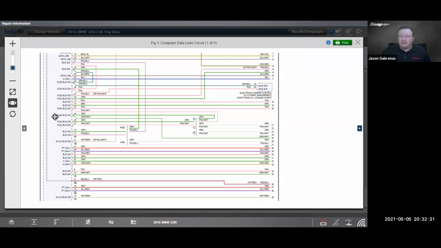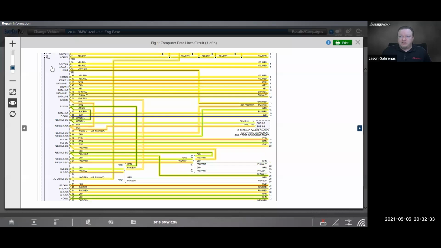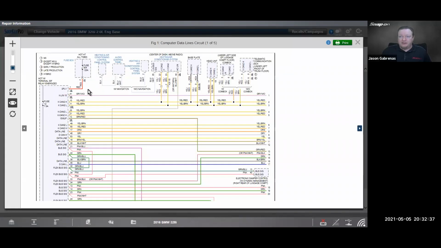More data lines here. The data lines up here go back to the DLC. We've got K-CAN, which is going to be a different speed of CAN, right? And then power supply. So this module is used as my gateway module. So that also gives us kind of a testing point there too. If we really need to, we can find this and pull the connector and we'd be able to check communication on multiple circuits with that.